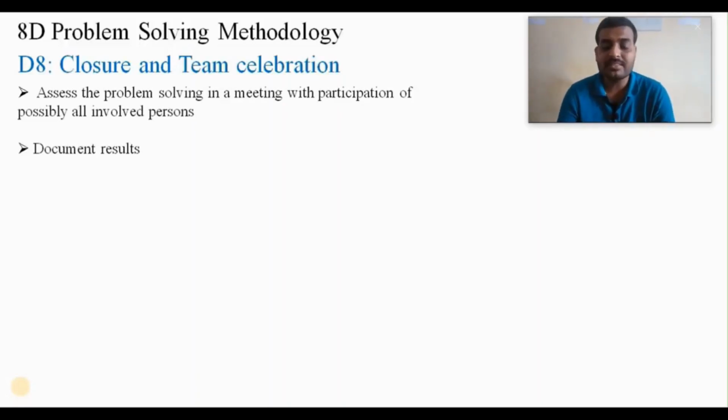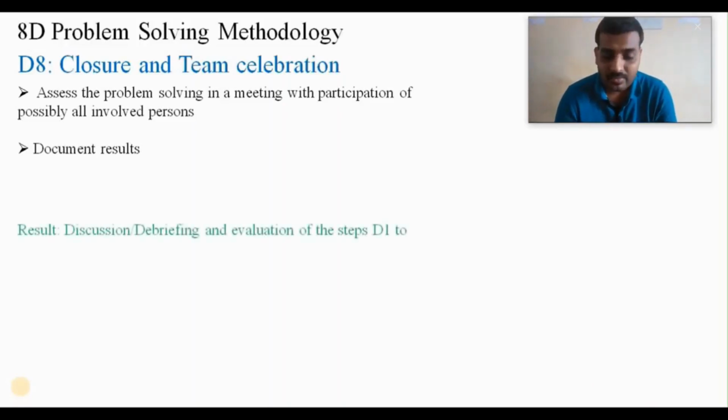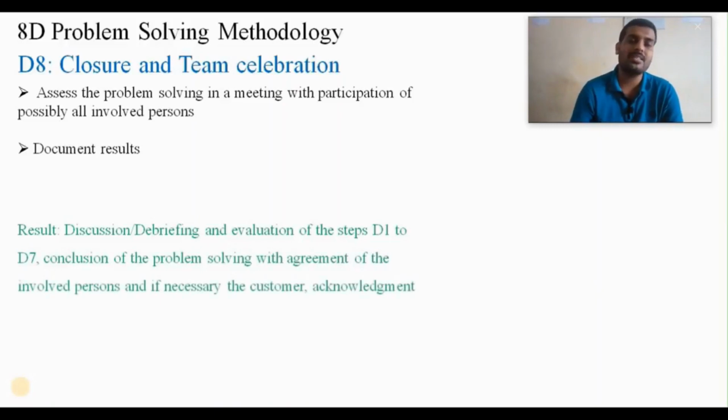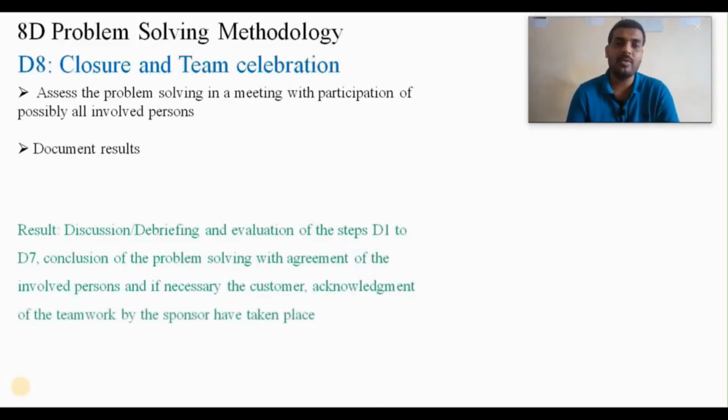Okay, so the result of this final meeting will be a discussion, debriefing and evaluation of the steps from D1 to D7, and a conclusion of the problem solving with the agreement of all involved persons and, if necessary, the customer as well. Okay, and acknowledgement of the teamwork by the sponsor is to take place. So this is about the steps from D1 to D8.